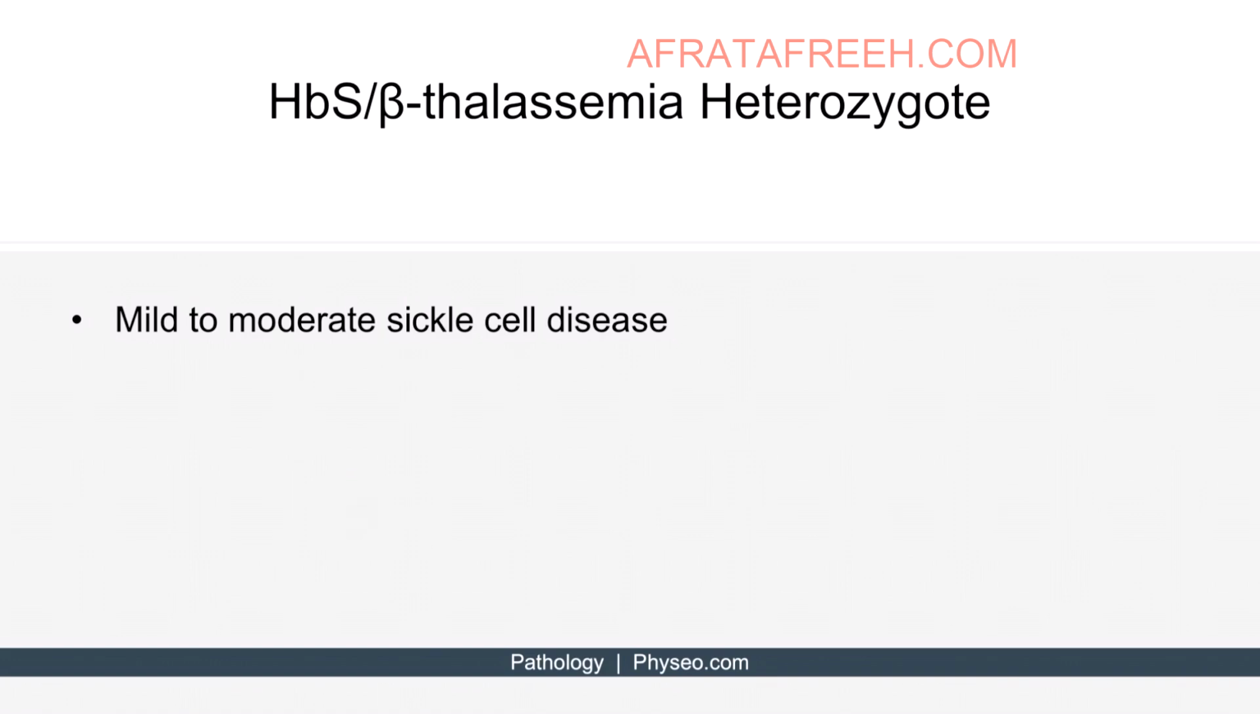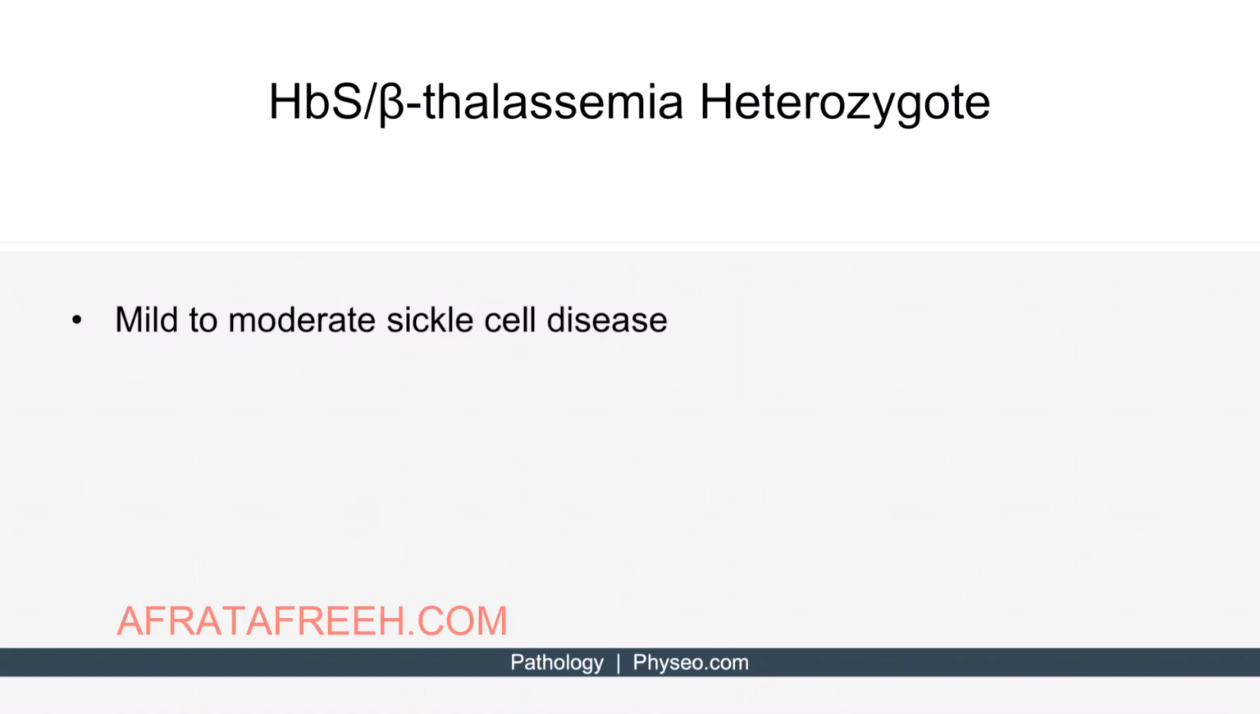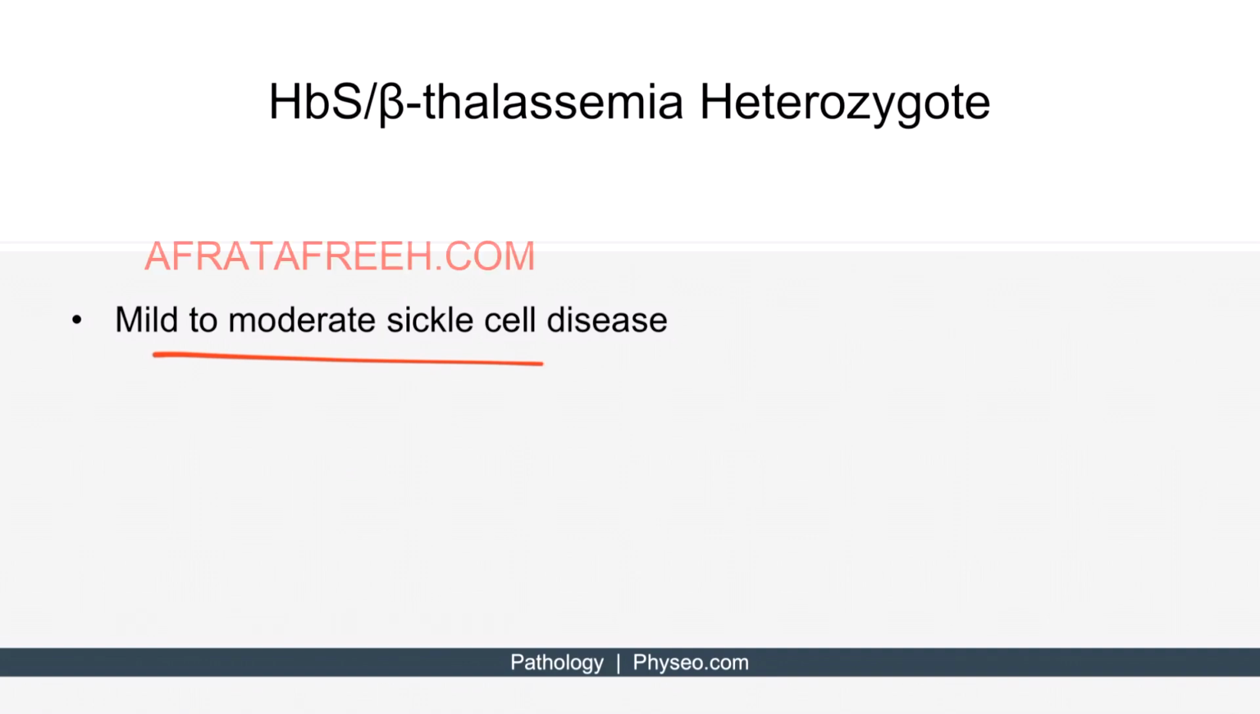So patients with a mix of both sickle cell trait and beta thalassemia minor present with mild to moderate sickle cell disease, which depends on the amount of beta globin that's produced. All right, now that we've covered the information, let's review with a question.